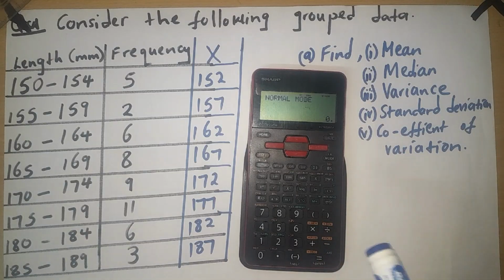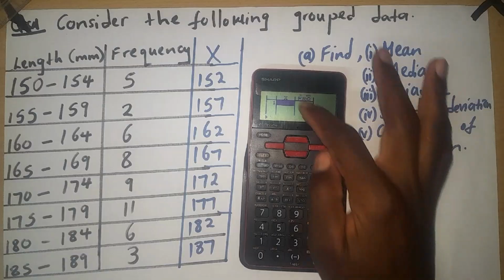Let's press the mode button. After pressing mode, we see that 0 is for normal mode and 1 is for statistics mode. Since we need statistics mode, we press 1. Then we press 0 for SD, and now we have the table.